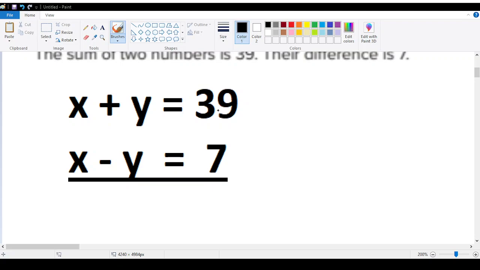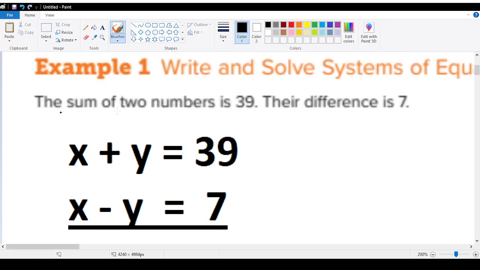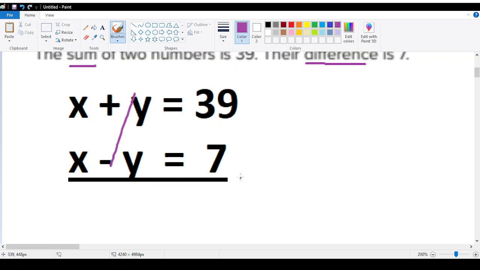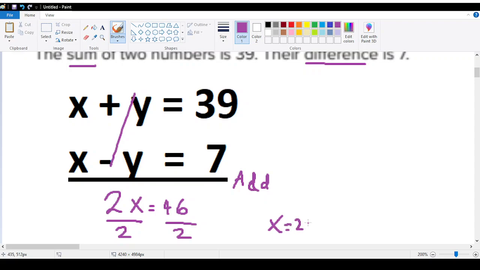So here we said that we need to solve this system of equations by elimination. After we read the question, we wrote the two equations, and you have to know that the sum means plus and the difference means minus. So when you add these two equations, these two will cancel out and you will end up with 2x equals 46. Dividing by 2 on both sides gives x equals 23.